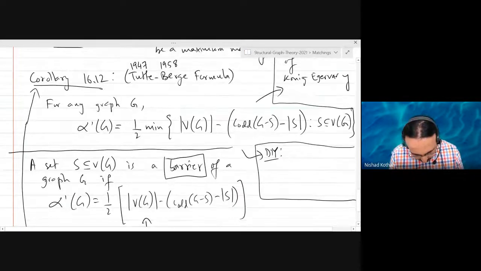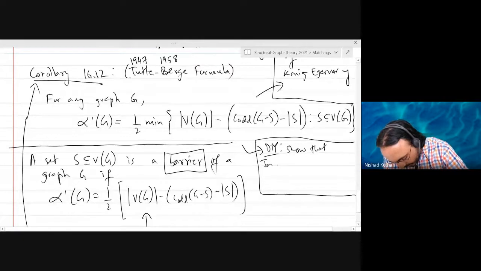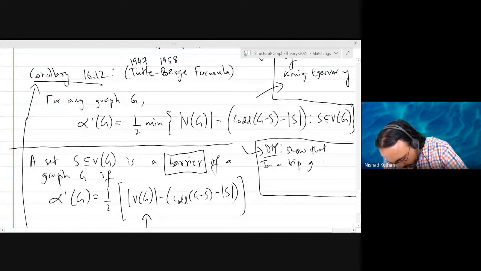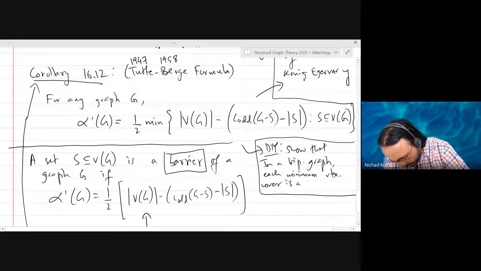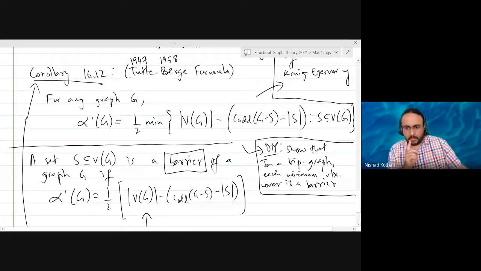There was one more exercise I wanted to give you here, to show that in a bipartite graph, each minimum vertex cover is a barrier. I'm not sure if the converse is true. I will have to think about it. But you can at least show that every minimum vertex cover is actually a barrier.